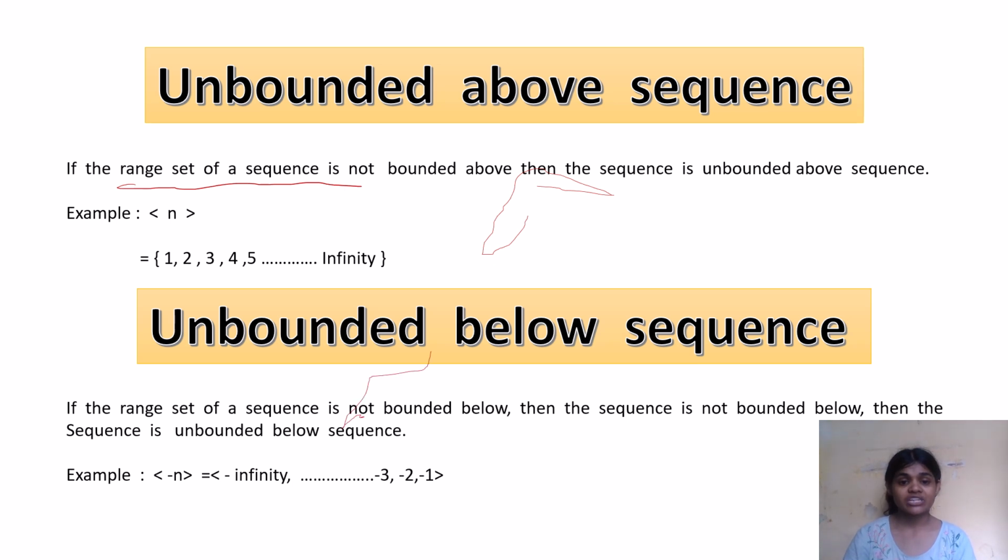Now we will discuss unbounded below sequence. If the range set of a sequence is not bounded below, then the sequence is known as unbounded below sequence. An example is the sequence of minus n: minus infinity, up to minus 3, minus 2, minus 1.